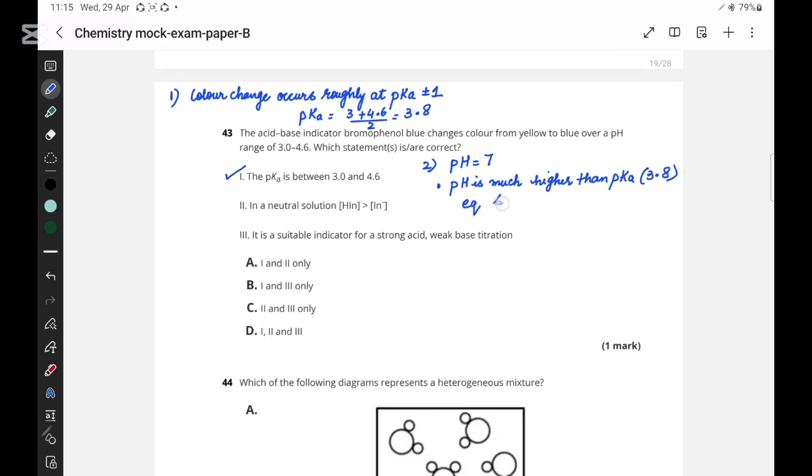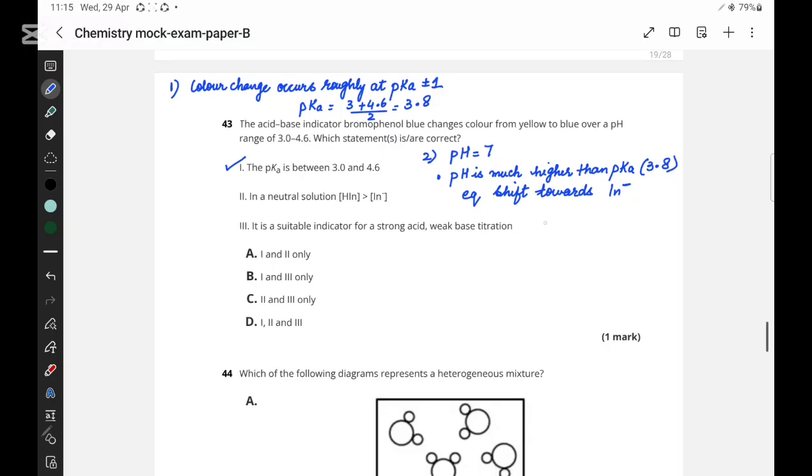Equilibrium shift towards In minus. Okay, so here In minus is much greater than HIn. That means this option is wrong because they were saying HIn is greater than In minus. So now it is a suitable indicator for a strong acid weak base titration.